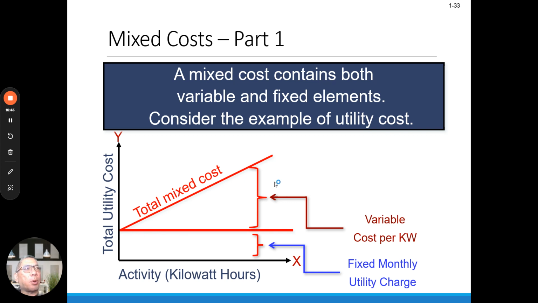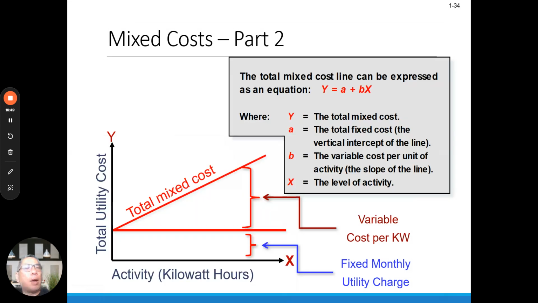Total mix will be your curve line. Okay. Now, what is the equation? The equation will be Y equal to A plus BX. Y is the total mixed cost. A is the total fixed cost, which is the vertical intercept of the line. B is the variable cost per unit of activity, and X is the level of activity.